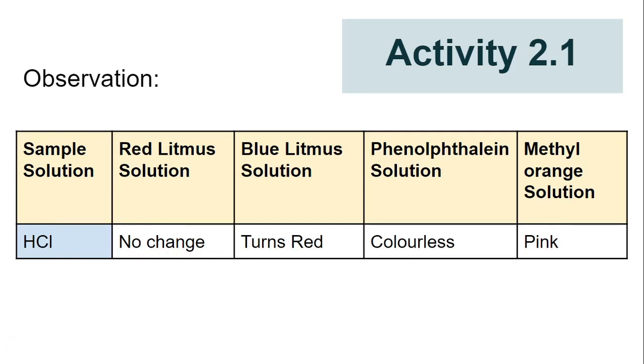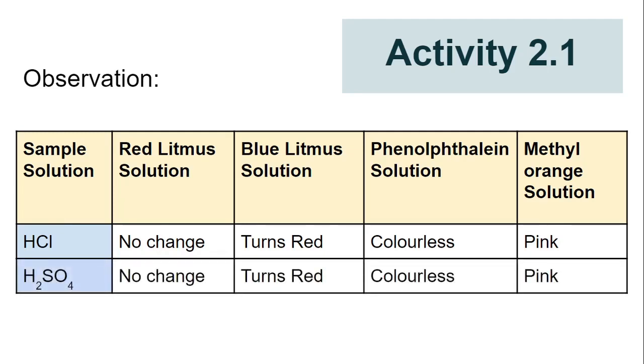Now let us take the second acid, which is H2SO4. If we apply all the tests on sulfuric acid, the results are the same as hydrochloric acid, as you can see in the table. With red litmus solution, there is no change. With blue litmus solution, it turns red. With phenolphthalein solution, it is colorless. And with methyl orange solution, it is pink because it is an acid. So it will make the blue litmus red.